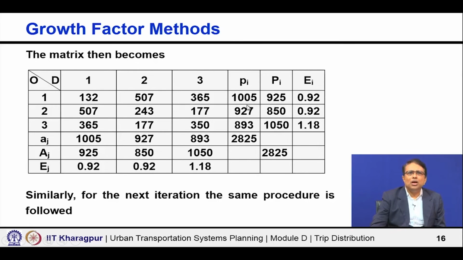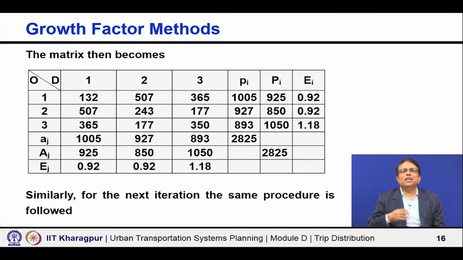We got 1005, whereas our target was 925. Zone 2 we got 927, whereas we wanted to get 850. Zone 3 we got 893, whereas we wanted to get 1015. So, still there is a mismatch, and in the uniform growth factor method we could not do anything else, we had to leave it. Here we can still try to make it better, right.